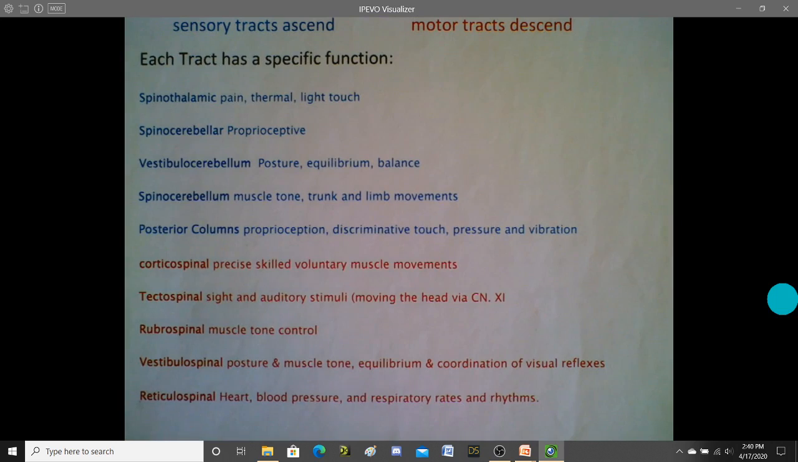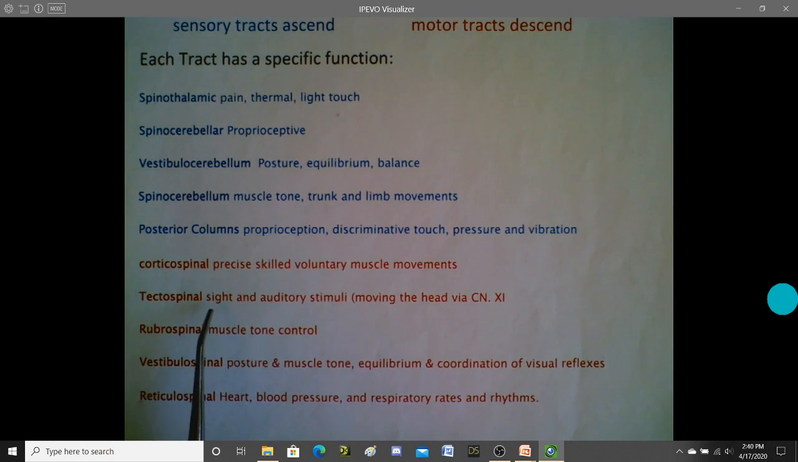Then we have the tectospinal tract. It's going to be sending information down for sight and auditory stimuli. So like if you need to move your head, you hear a sound, that's sensory, and then that information is relayed back to your muscles to move your head to the side or to look at something that you need to respond to. That's going to be through the tectospinal tracts.